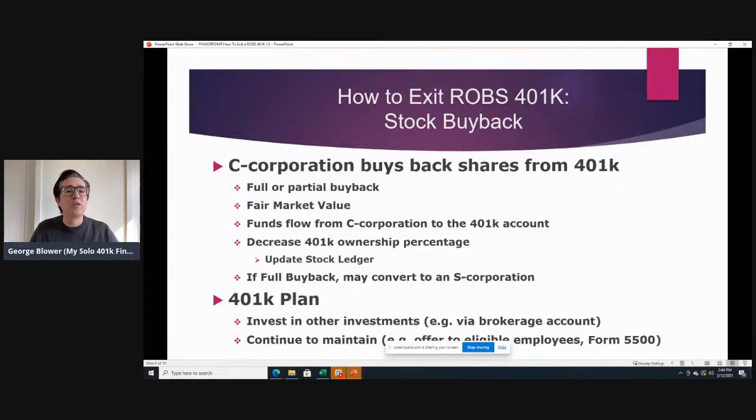So good question. No, it doesn't. The stock buyback can be just to the 401k. It doesn't have to be pro rata. So you don't have to maintain those ownership percentages.